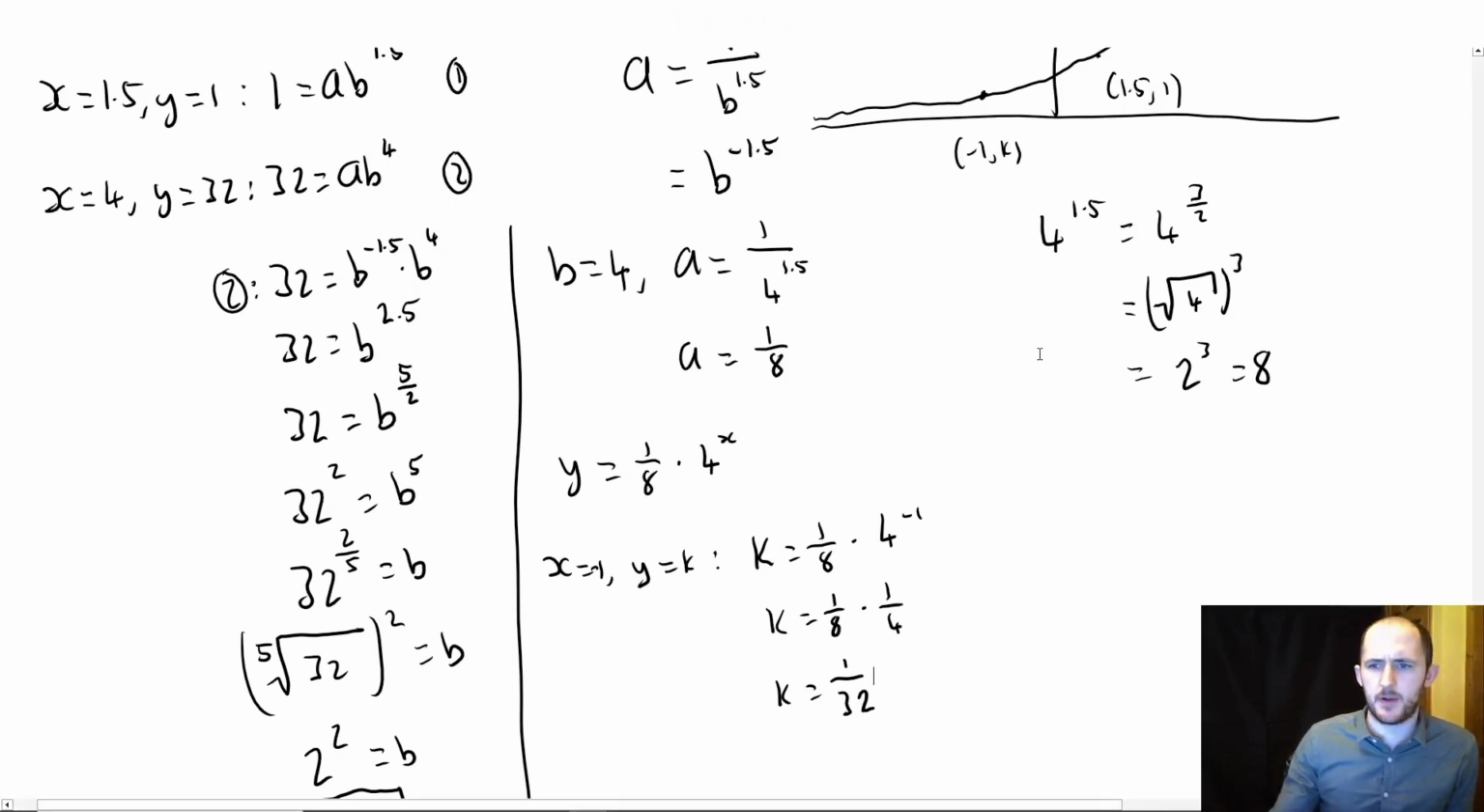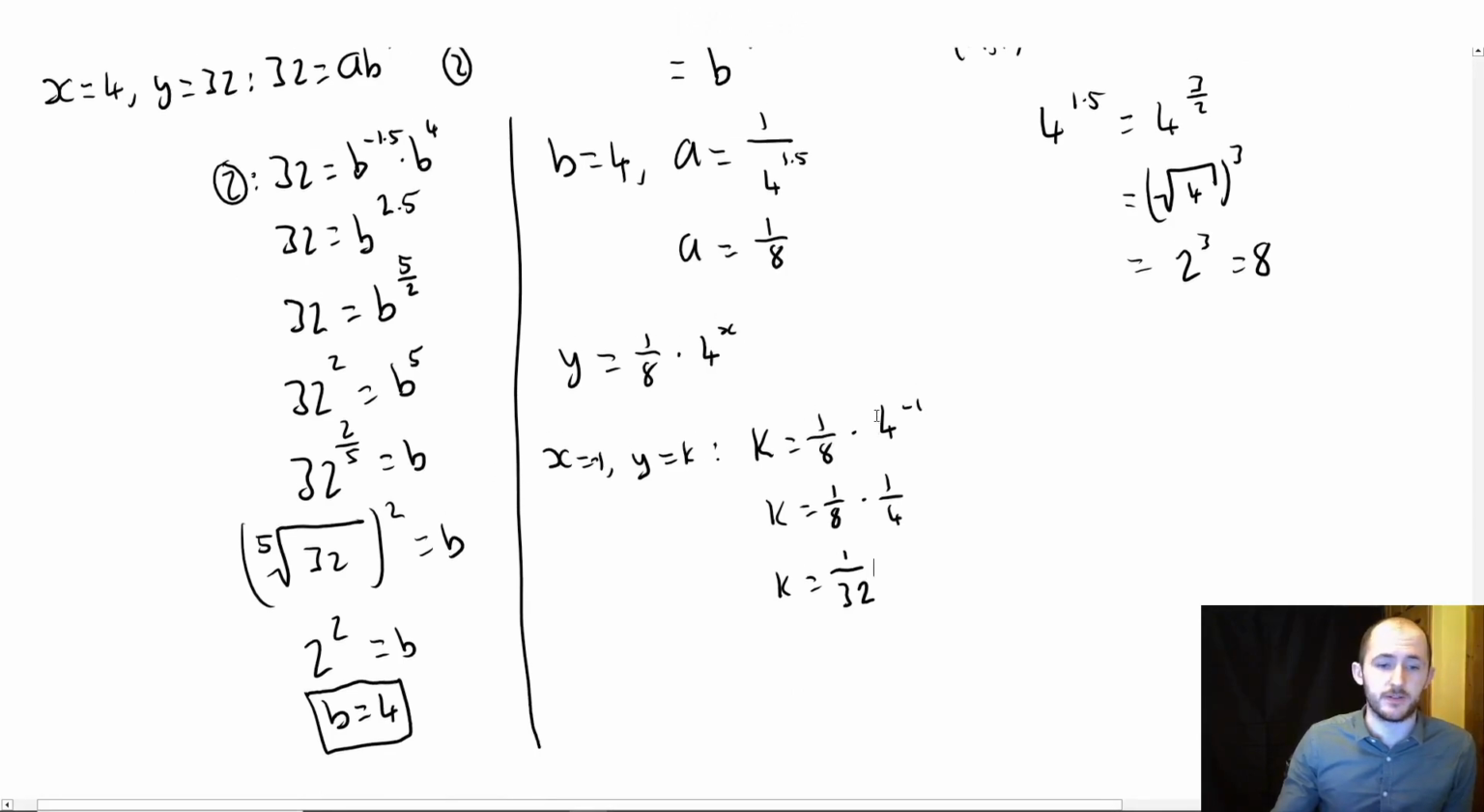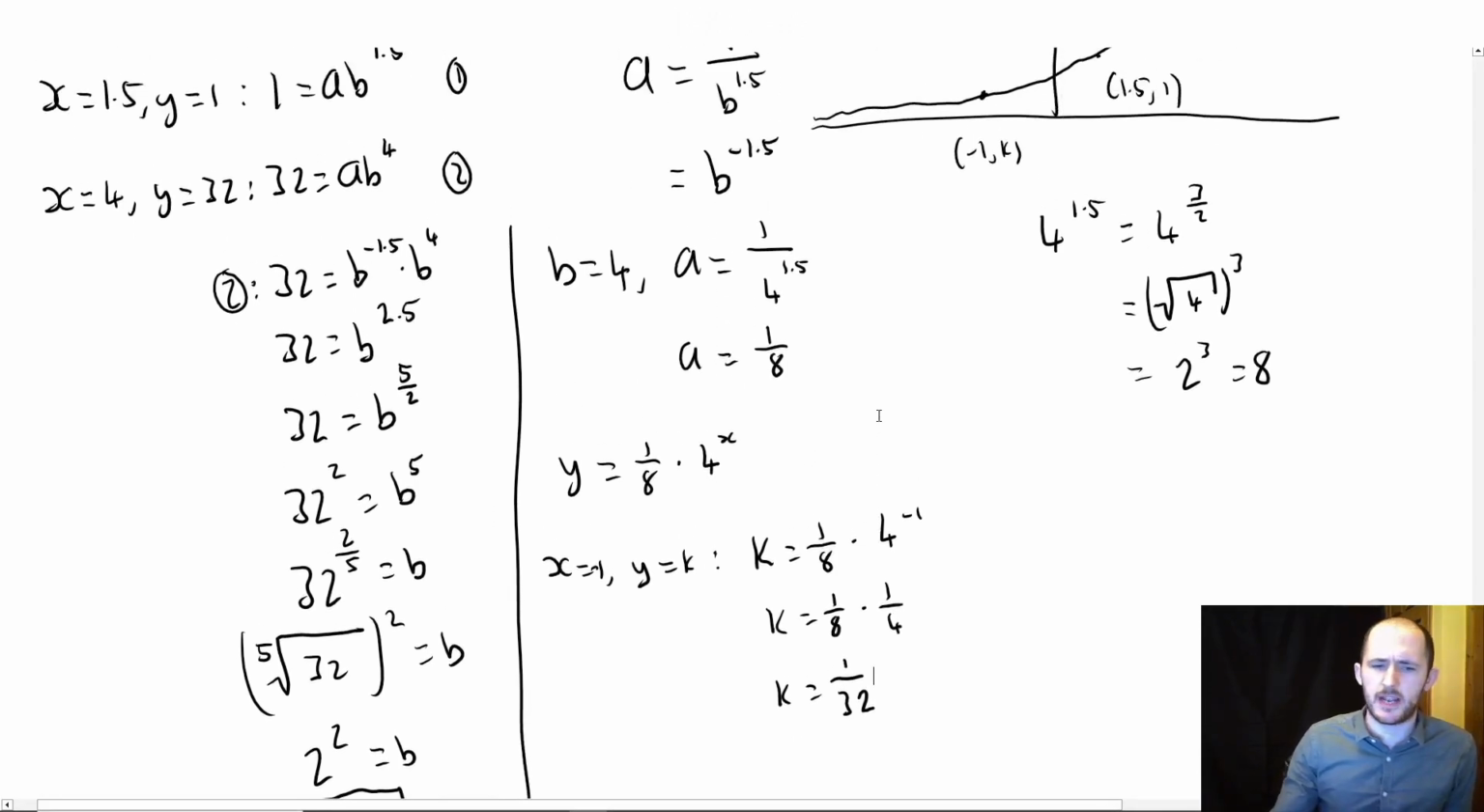Is that okay? Is there any part of that that doesn't make sense? That's a tricky question. I'm not going to lie to you. Especially non-calculator. Especially this bit. I think this is something you haven't really seen before. At least, it doesn't really come up in my school lessons.